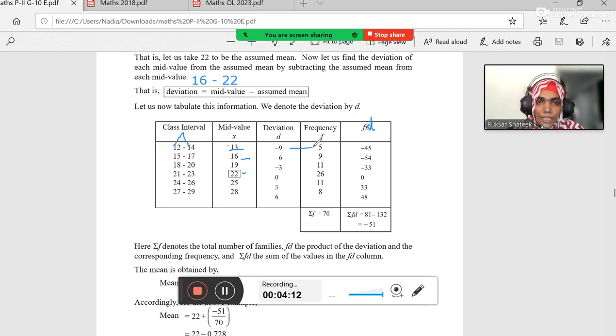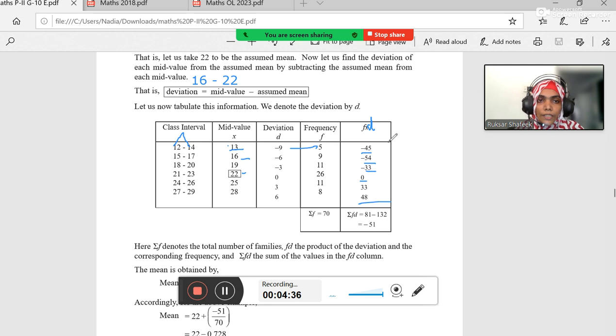So we multiply negative 9 times positive 5. When you multiply a negative by a positive, your answer will always be a negative. So negative 45. Negative 6 times 9, negative 54. Negative 3 times 11, negative 33. 0 times 26 is always 0. Anything multiplied by 0 is 0. 11 times 3, 33. 8 times 6, 48.